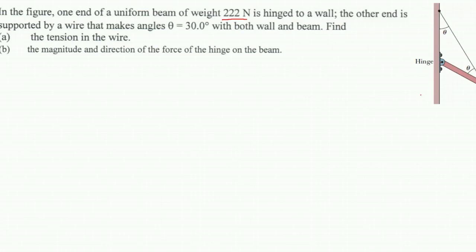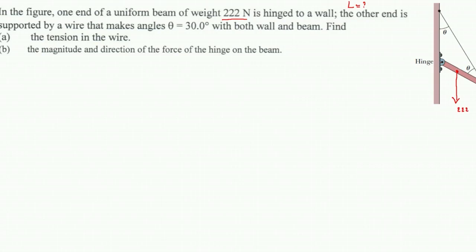So let's do a free body diagram. So let's say that my beam has a length L. Okay, I'll call it L. Okay, the beam has a length L. And L is not given, but anyway, we don't need it. So here, the weight of the beam will be applied right in the middle, half L here. You will have 222 Newton.